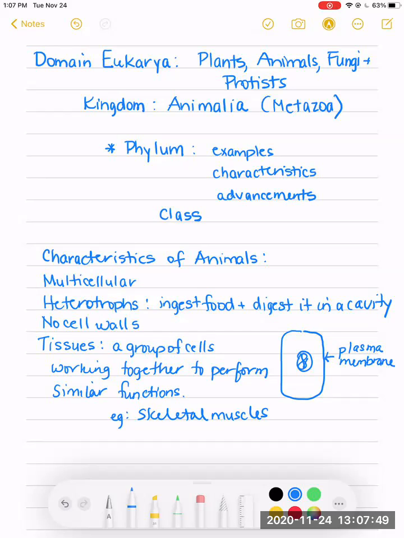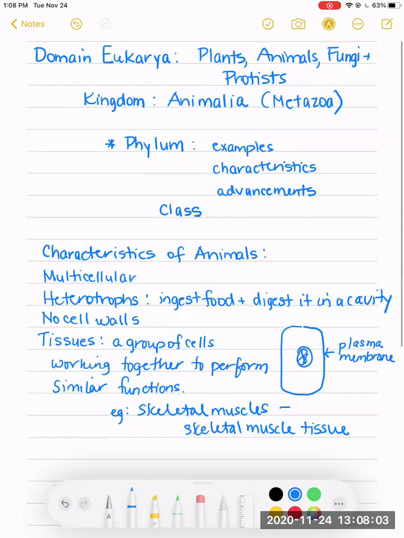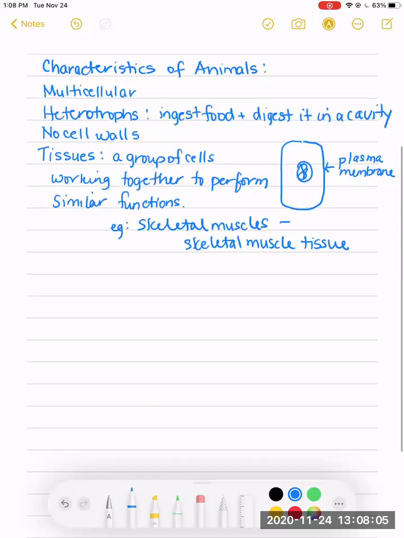And that tissue type is actually called skeletal muscle tissue. Within that skeletal muscle, you also have blood vessels and nerves and other types of tissue that are performing different functions to make those muscles move. So that's what tissues are, and that is a characteristic of animals. And all but the first group of animals that we study are going to have that.